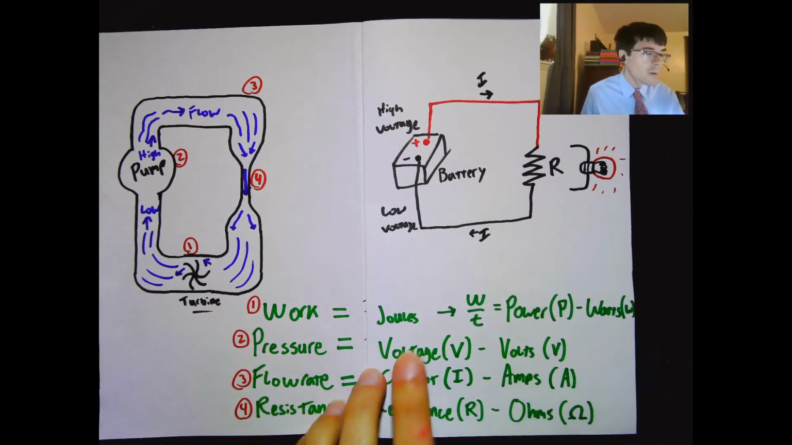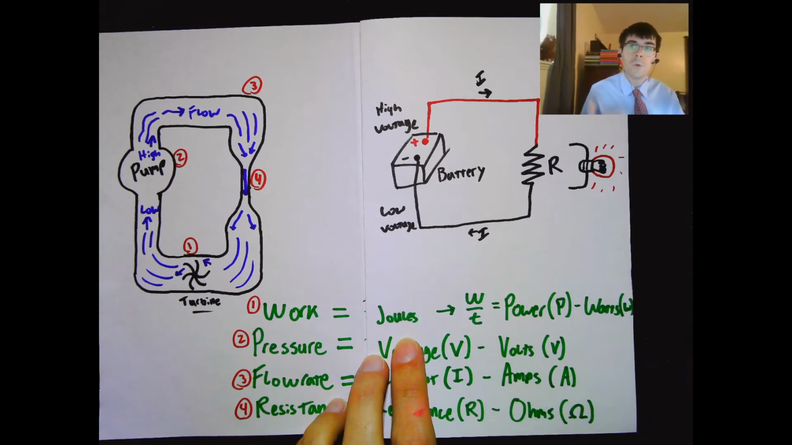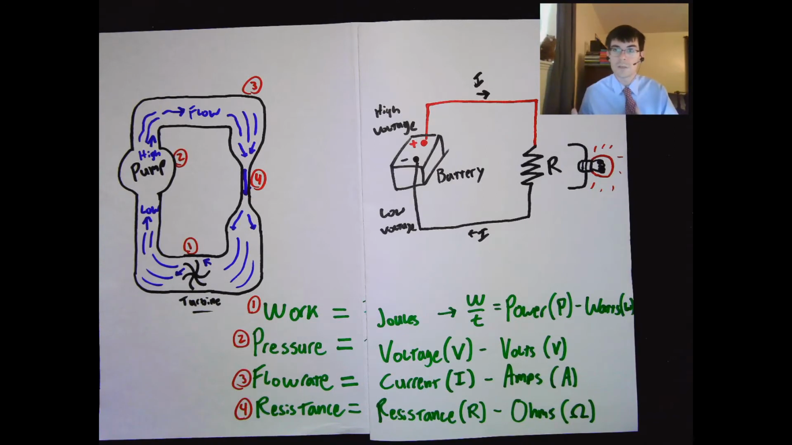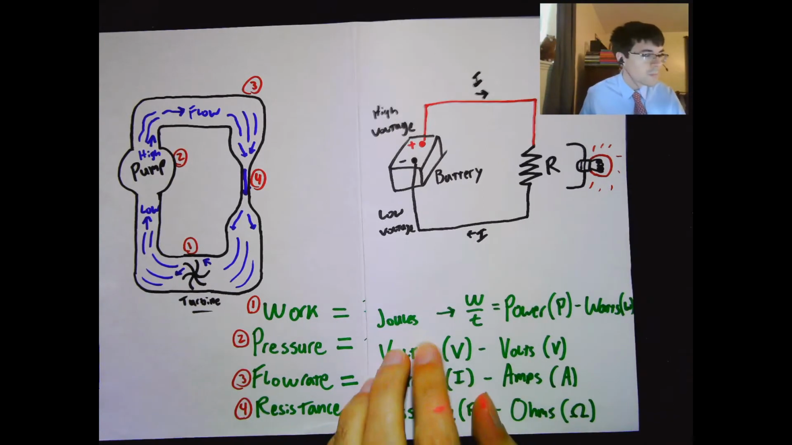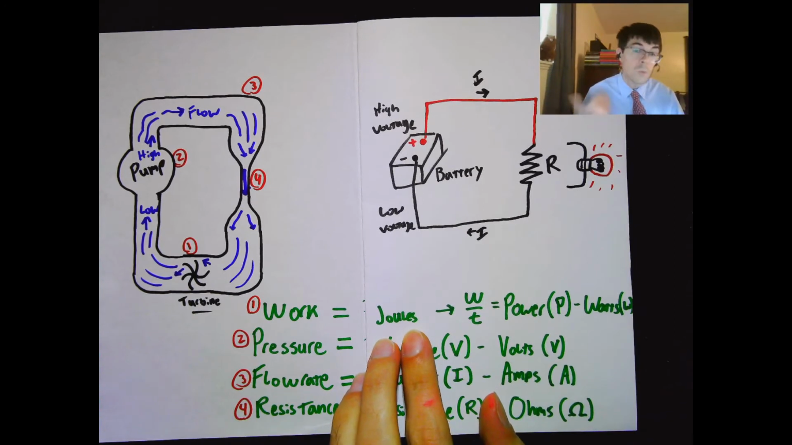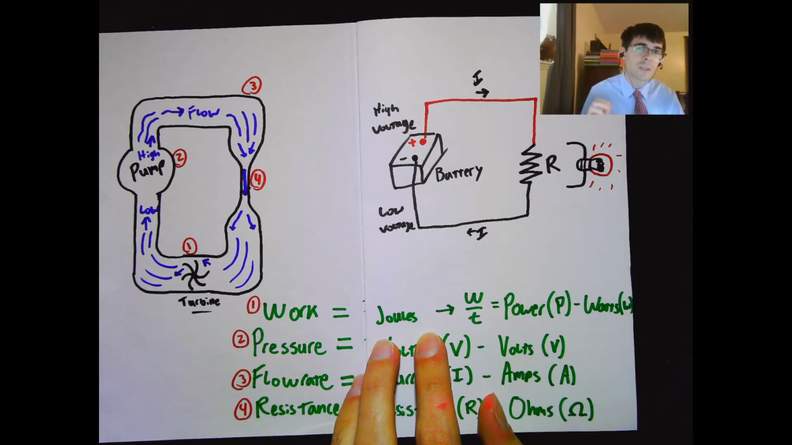Now you probably remember our work equation. Work is equal to force times distance, force multiplied by distance. And that gave us joules. Work is done by electrical circuits, but we generally talk specifically about the power of an electrical circuit.